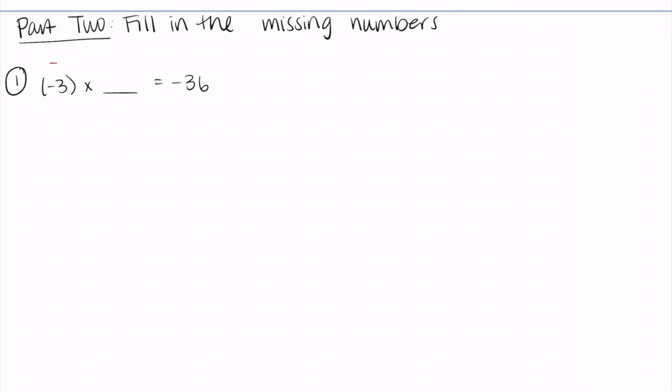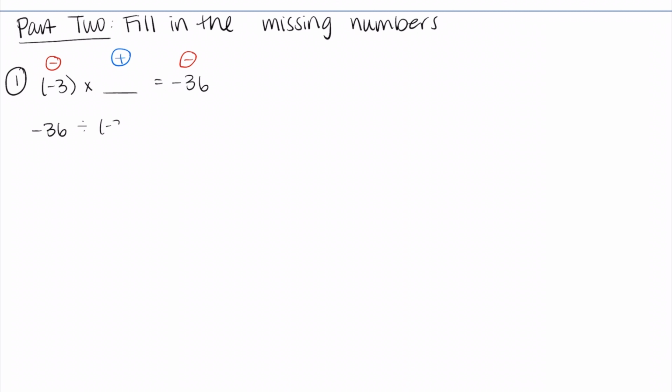So our first number is negative and our answer is negative. So that would mean that the blank in between, what we're looking for, should be positive, right? Because different signs give a negative answer. So what we're going to do to find out that missing blank is we're going to divide.